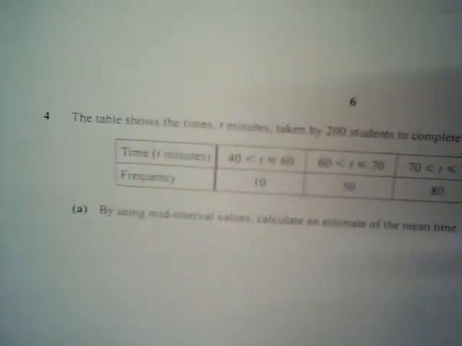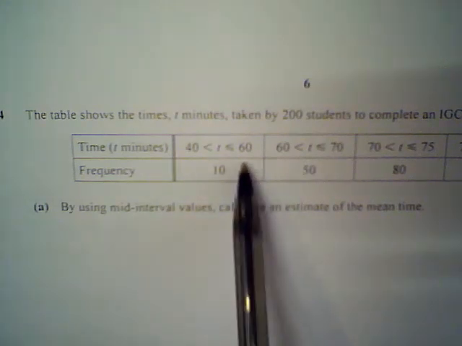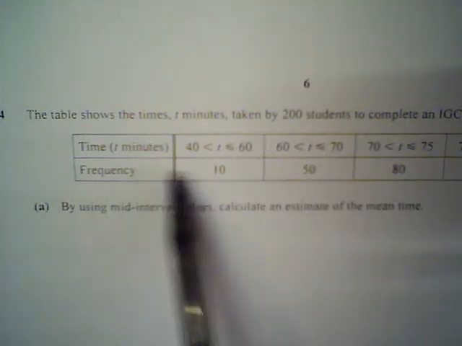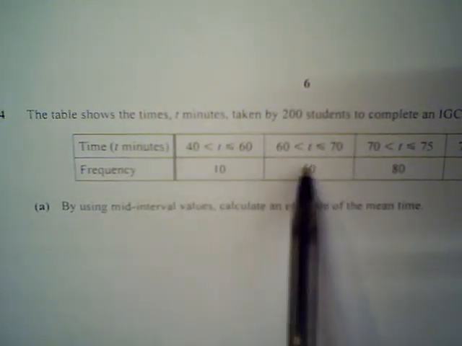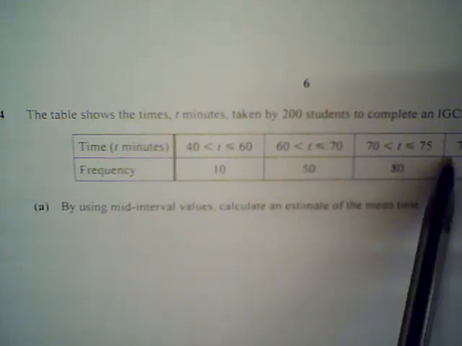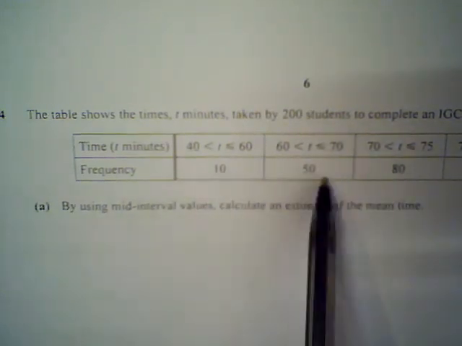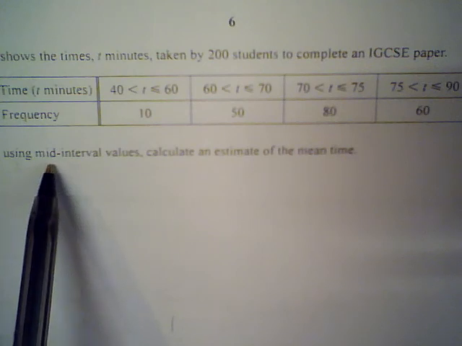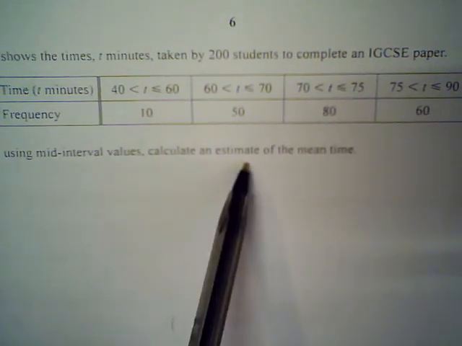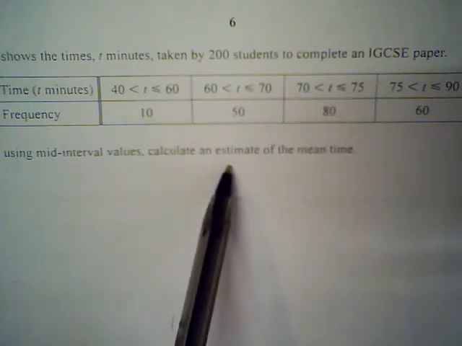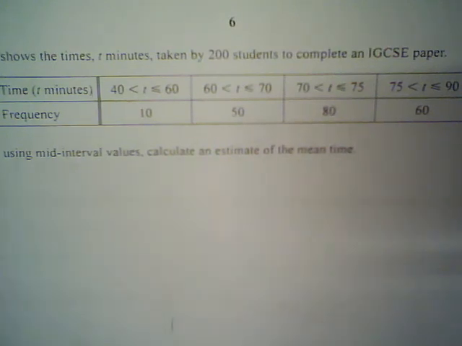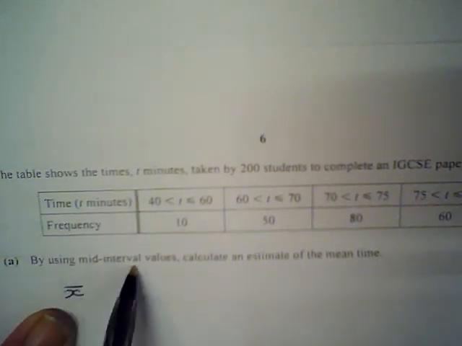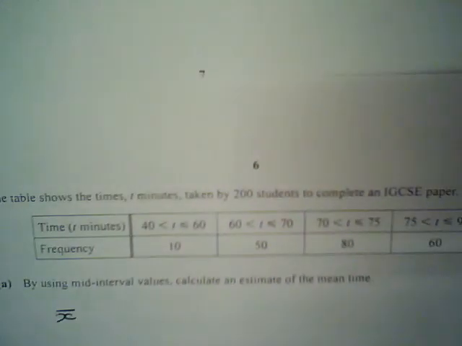Okay, question 4 says, the table shows the time of t minutes taken by 200 students to complete an IGCSE paper. And then there is 40 to 60 minutes, 60 to 70, 70 to 75, and 75 to 90 minutes. And then they give the approximate number of students, the frequency of the students. By using the mid-interval values, calculate an estimate of the mean time. Okay, so this is x bar, and they actually gave you a little tip by the mid interval. So we need to find this middle interval.